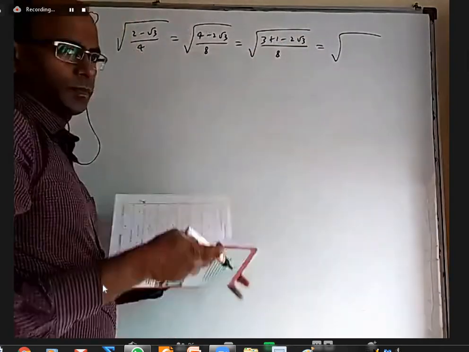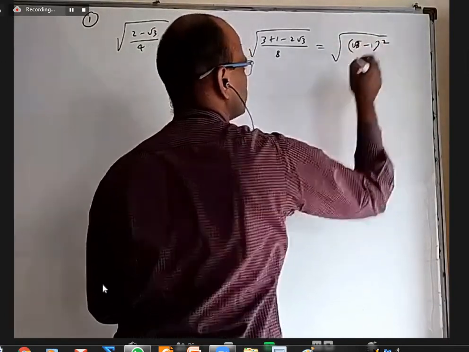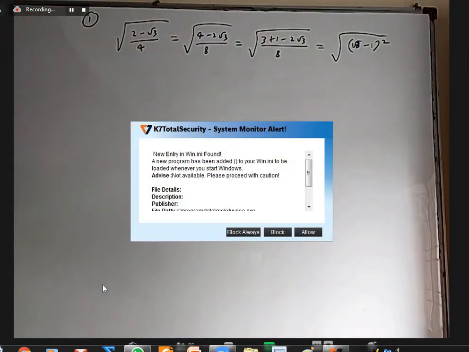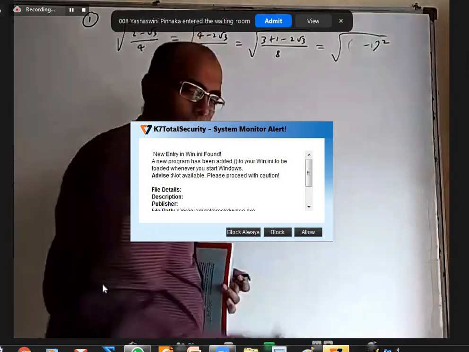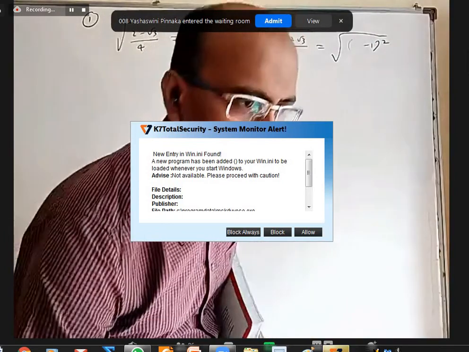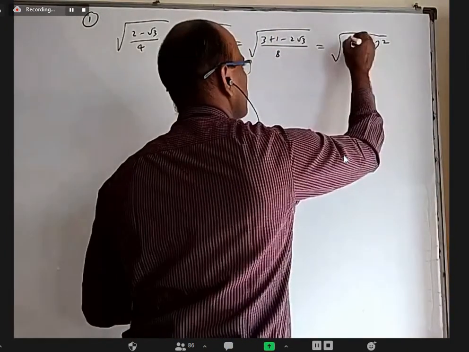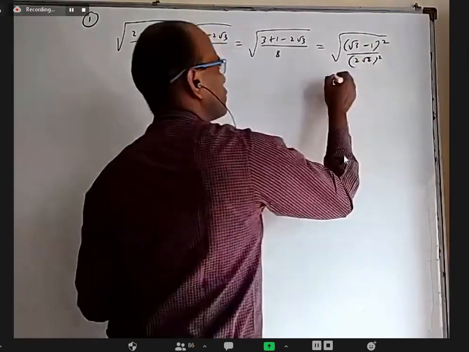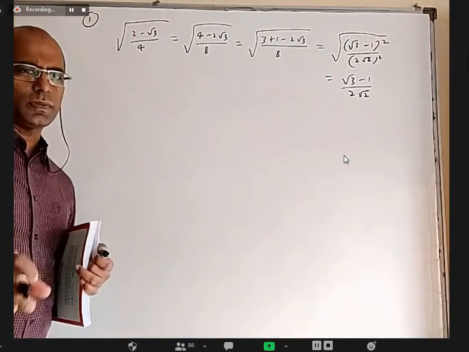This 4 you can write 3 plus 1 minus 2 root 3 by 8. This is a perfect square. Numerator is root 3 minus 1 whole square, and denominator is 2 root 2 whole square. So which is root 3 minus 1 by 2 root 2. Instead of directly giving root 3 minus 1 by 2 root 2, they gave this.